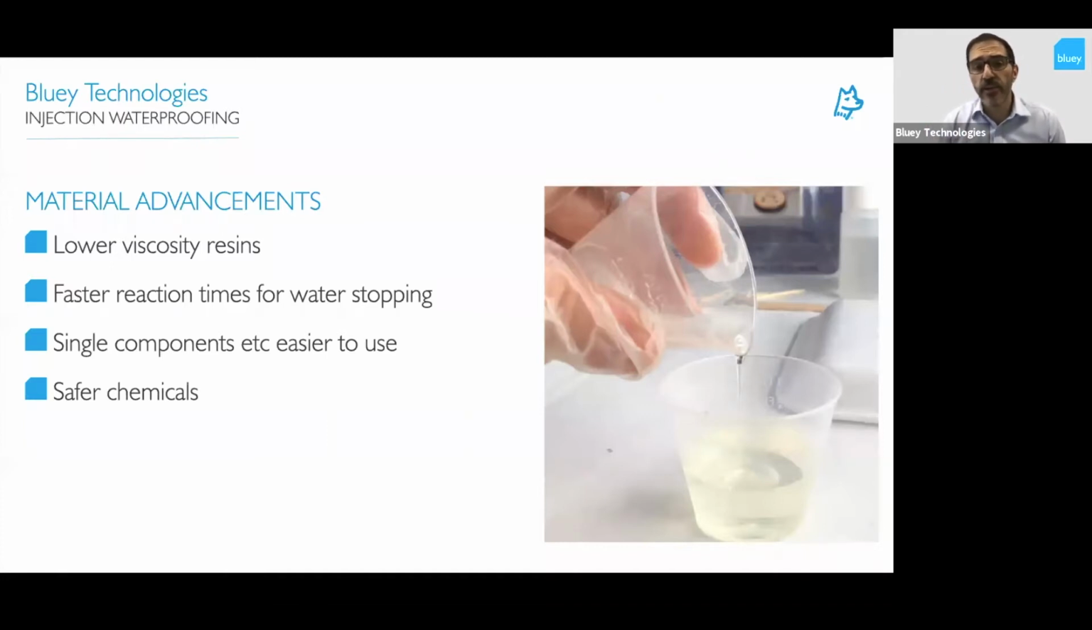We have faster reaction times for water stopping, so it can quickly seal against that water that's inflowing into the structure. We can use single components. Going back a few decades, it felt like we were always dealing with two and three and maybe even four component products to inject. It's just become a lot simpler now where we can use a single pack product and inject. And the chemicals have become a lot safer to use as well.